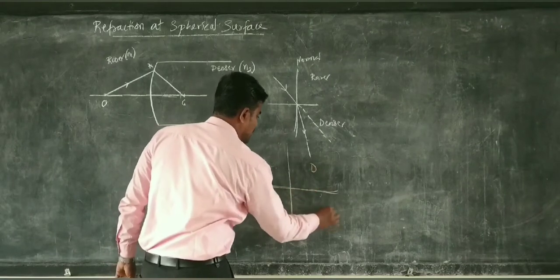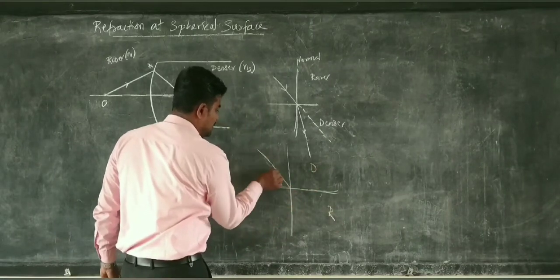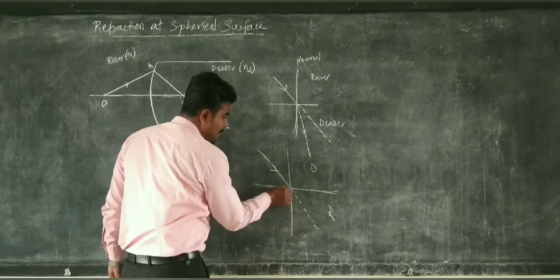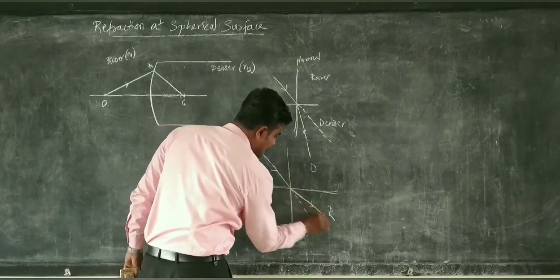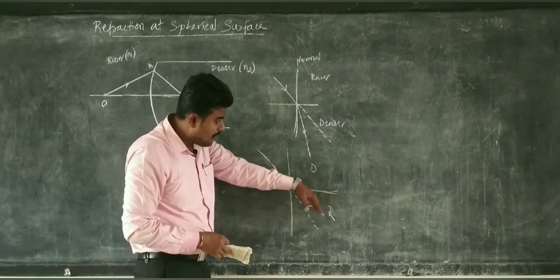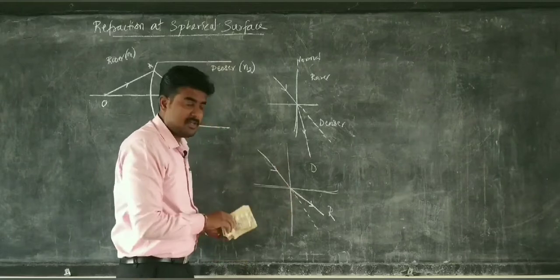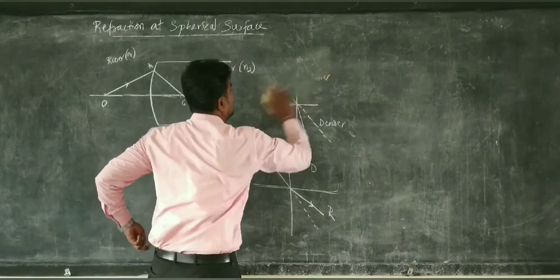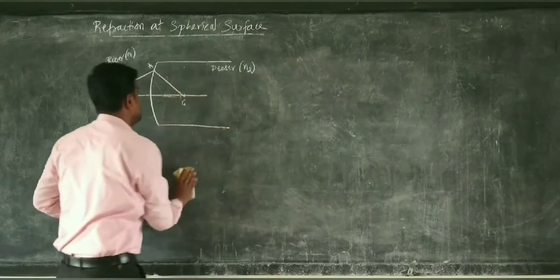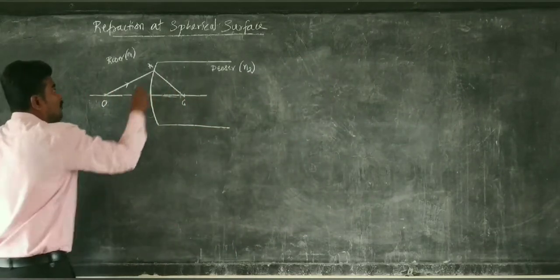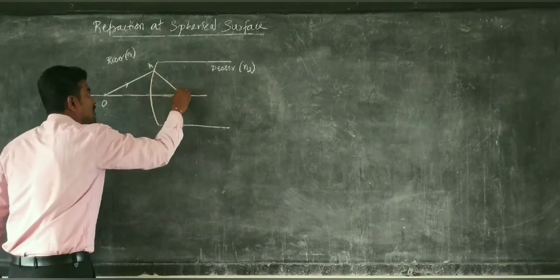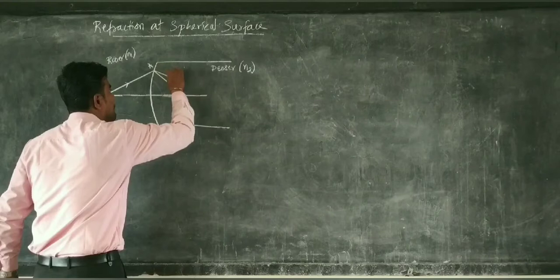When it travels from denser to rarer, like this: if this is denser and this is rarer, this is the incident ray of light. This is the actual path. The ray will bend away from the normal like this. This is the refracted ray and it has bent away from the normal. This is the normal. This is what takes place when a ray travels from one medium to another medium.